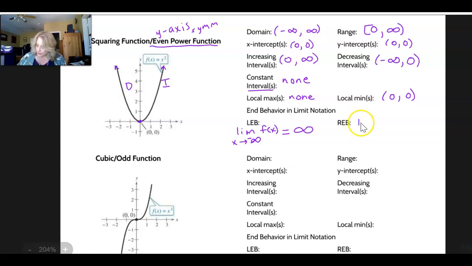And then the limit as x approaches positive infinity, because we're going forever to the right, of this function. Well, now what's happening as we go from the left to the right, at that end, is y is getting larger and larger, so we'd say that's positive infinity. Well, it turns out that they're going in the same direction on both ends, aren't they? So we could have written that as one phrase, the limit as x approaches negative and positive infinity of this function equals infinity. But because it asks for left end and right end behavior, I wrote them separately. Okay?